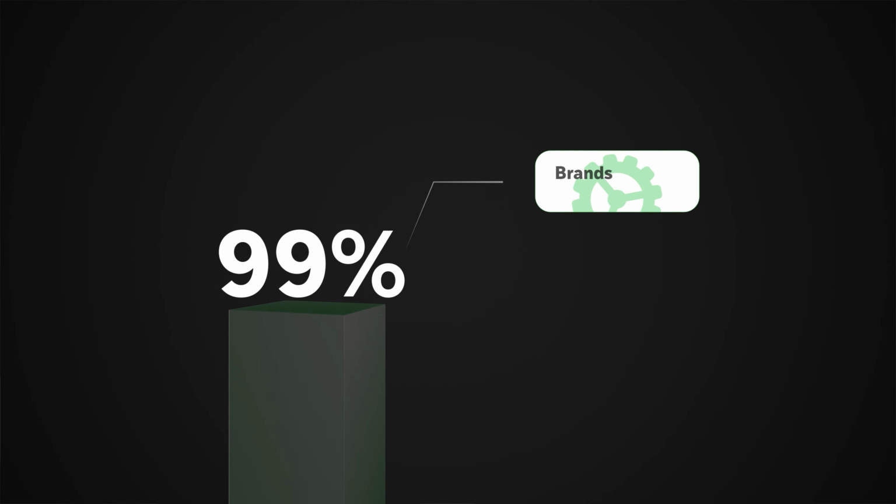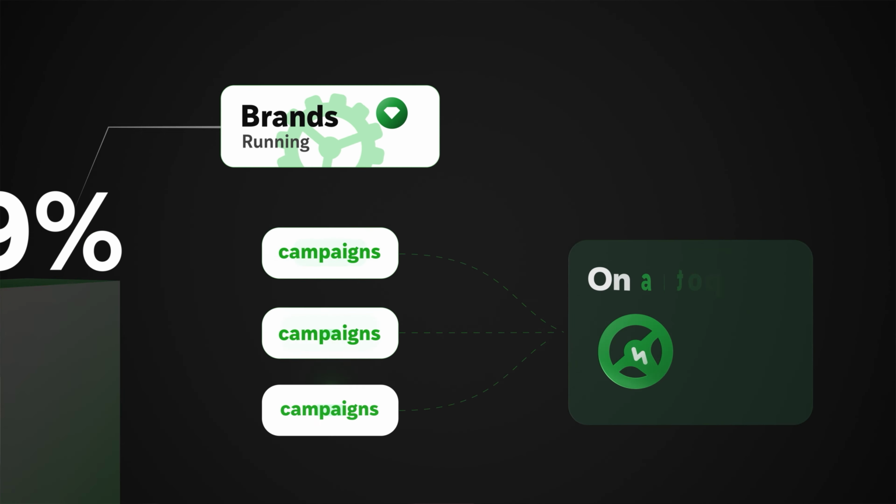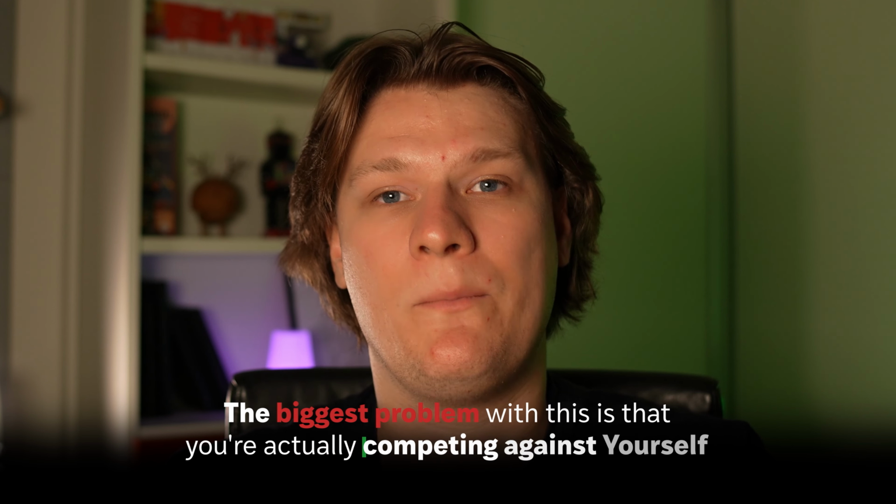So 99% of brands are running multiple campaigns on autopilot and they're just hoping for the best. But the biggest problem with this is that you're actually competing against yourself. The way I like to look at it is like sitting at an art auction, right? You have to compete with multiple people for the same painting. And it's exactly the same if you're running multiple campaigns inside of your own ad account. You're basically competing against 5 other yous on top of the competition. And so by running multiple campaigns, you're basically cannibalizing your own ad spend and results.